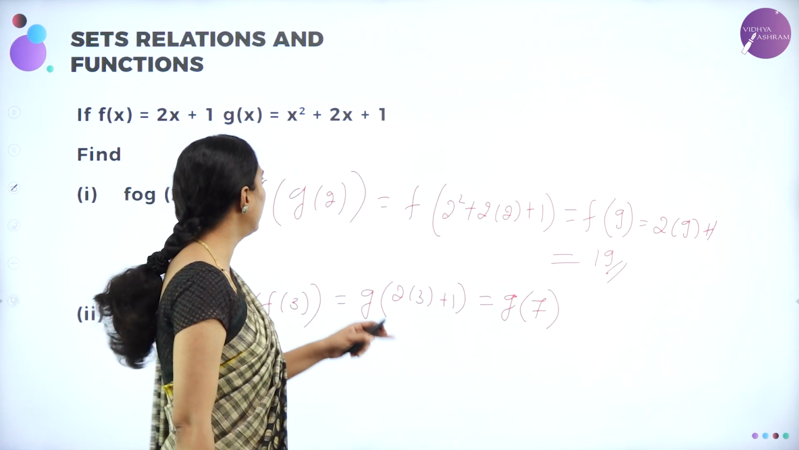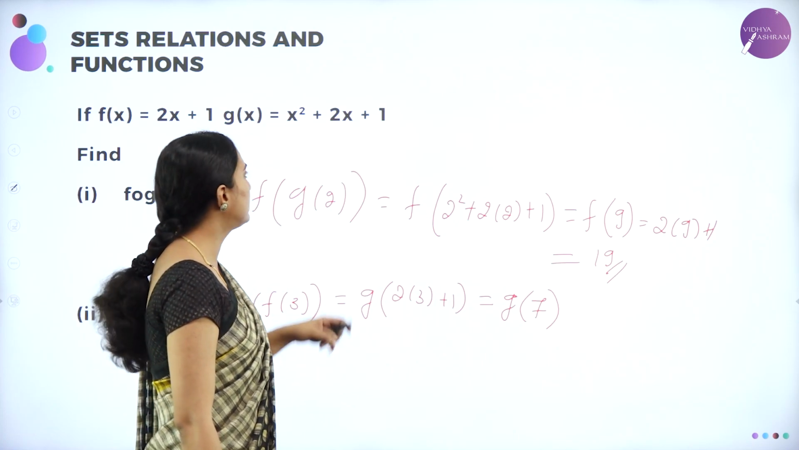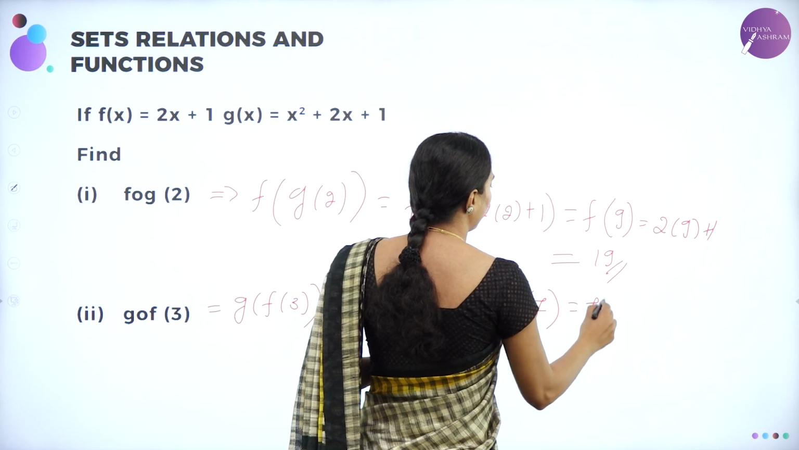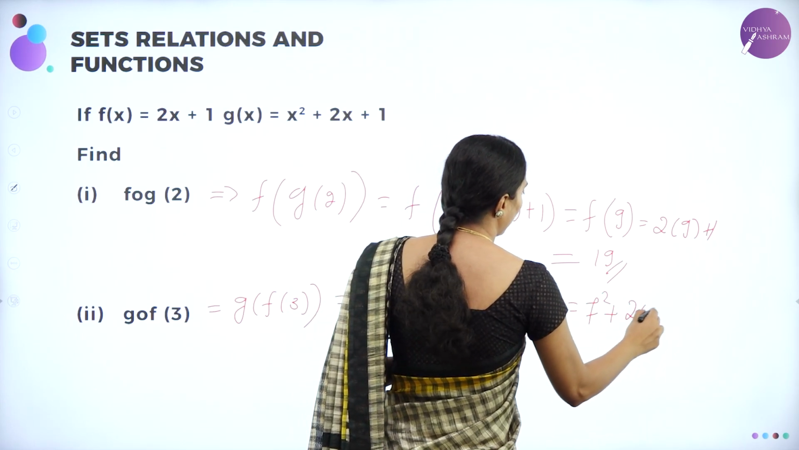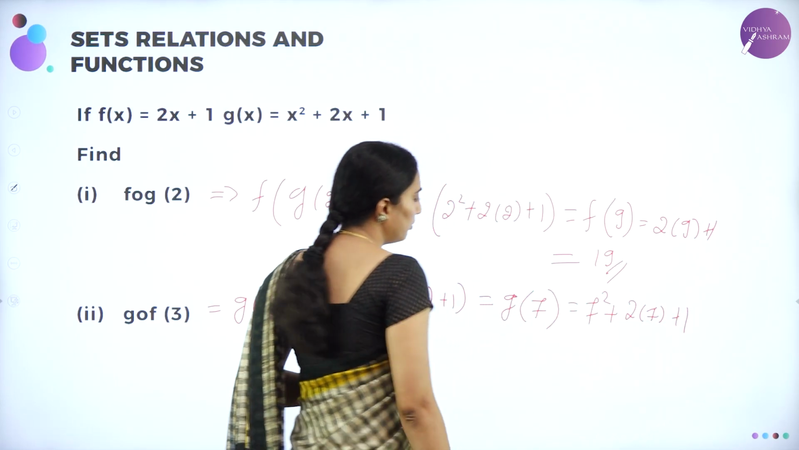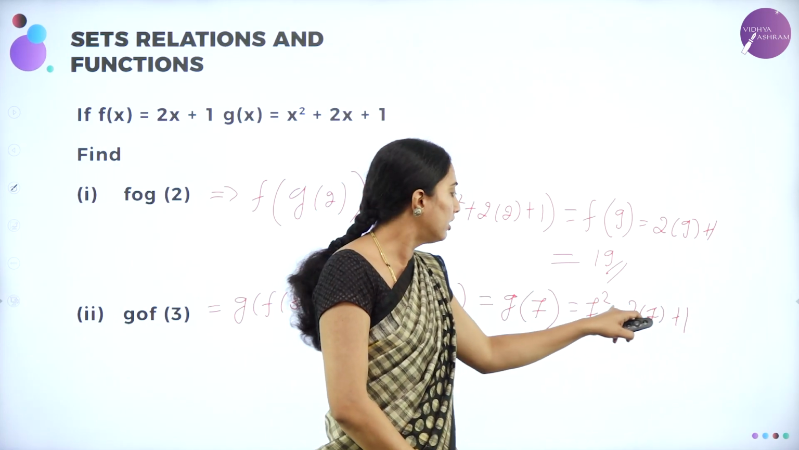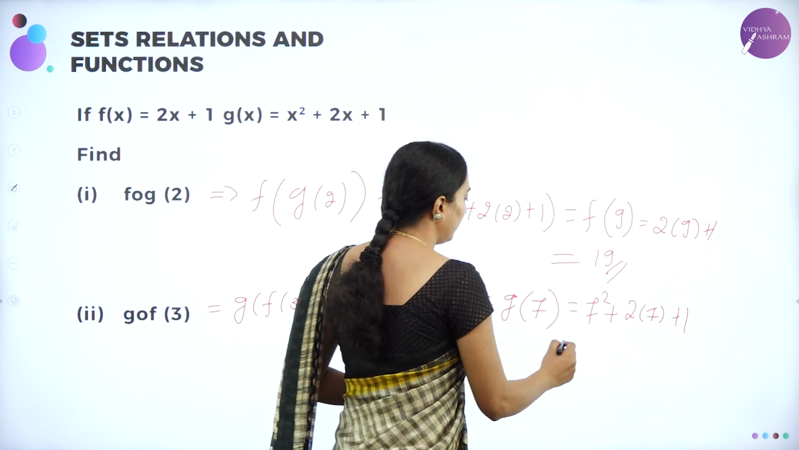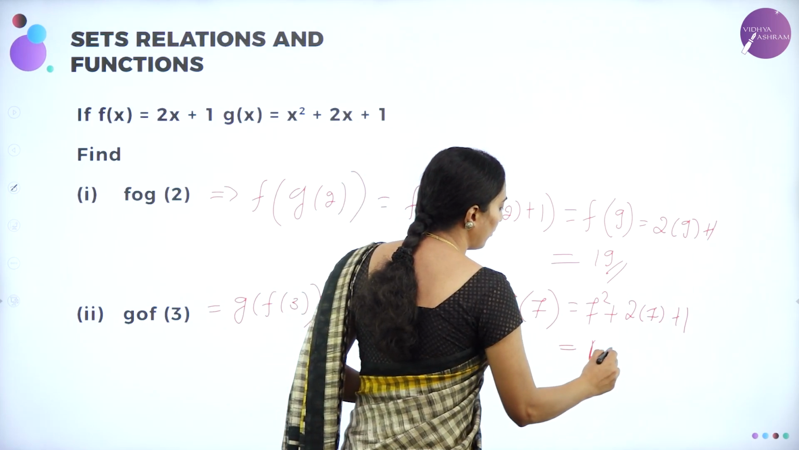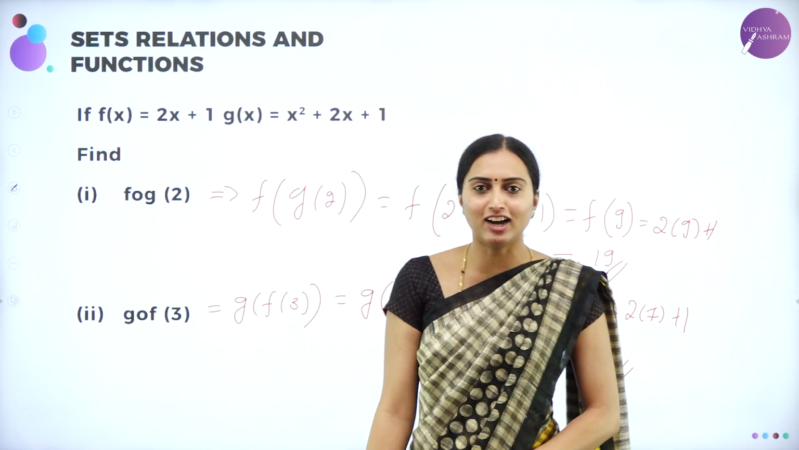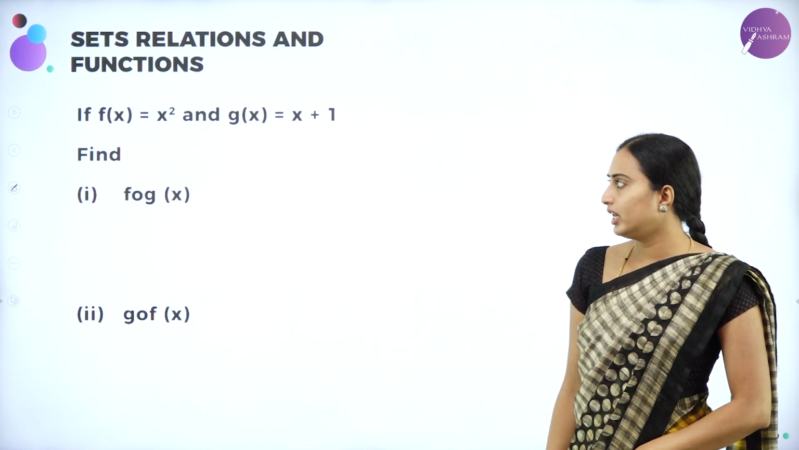Now, g of 7 looks like g of x. G of x means putting x equal to 7. What are you going to get as the answer? Let me check. 7 squared plus 2 into 7 plus 1. Now you know already 7 squared is 49, 49 plus 1 is 50, 7 2s are 14, 50 plus 14 is nothing but 64. That is your answer. That's it, dears. Is that easier? Yes, dears. We'll move on to the next question.